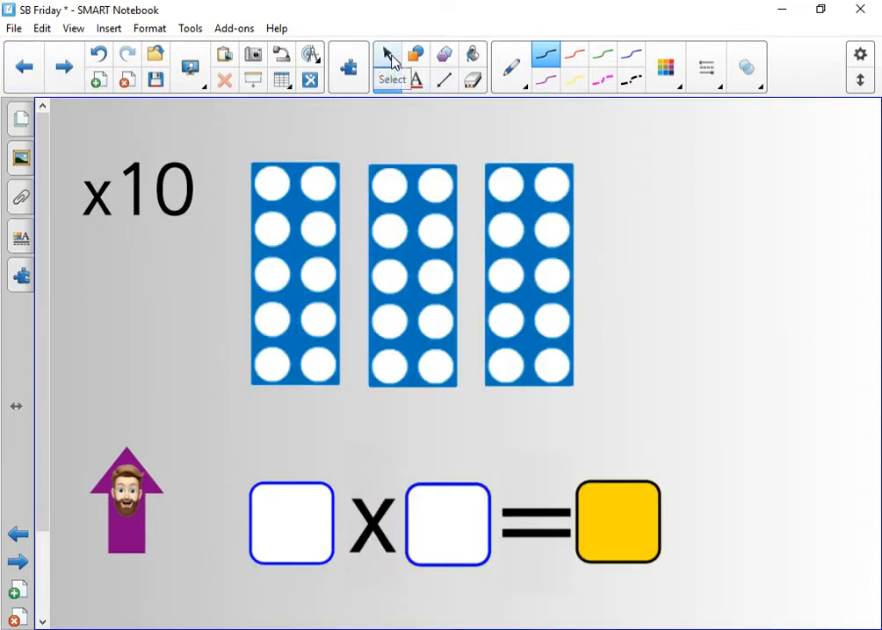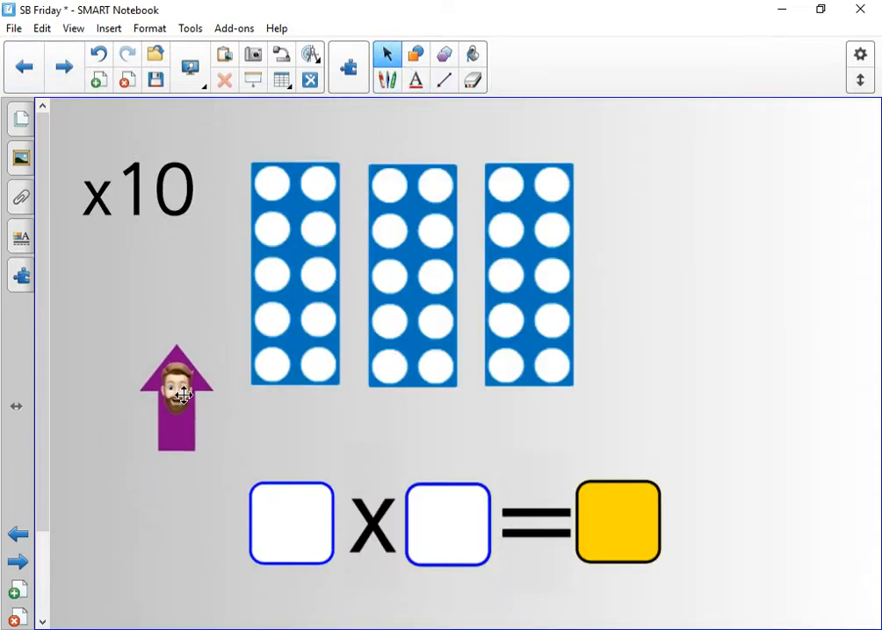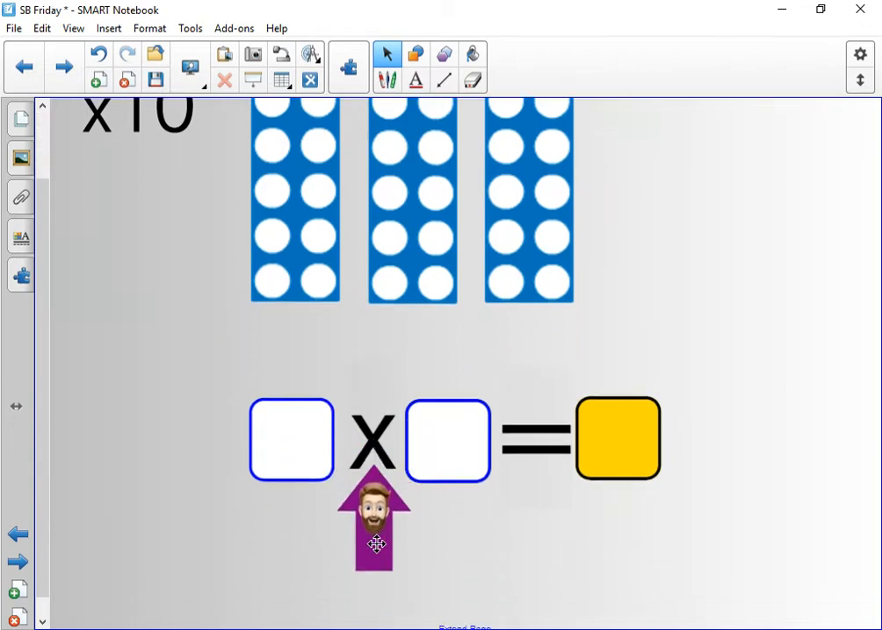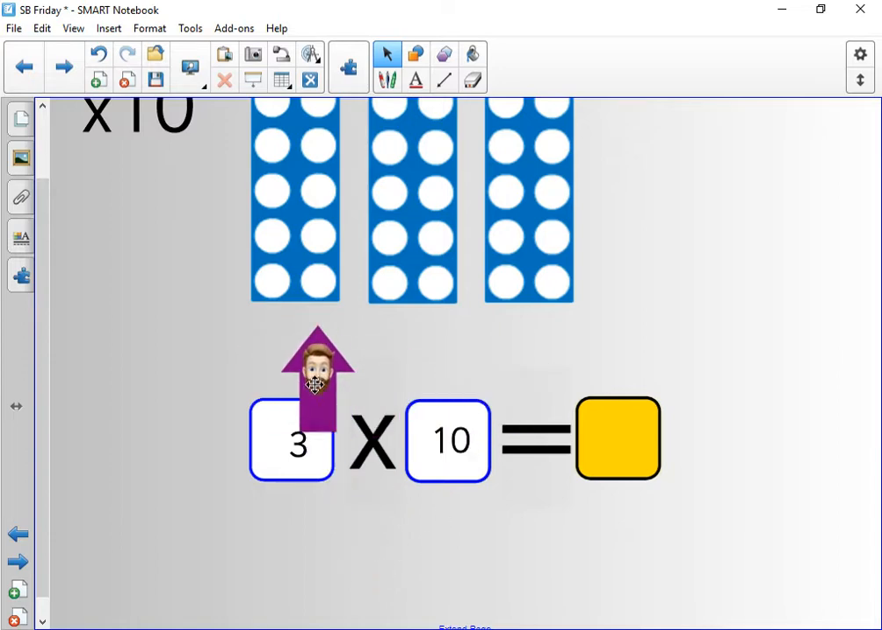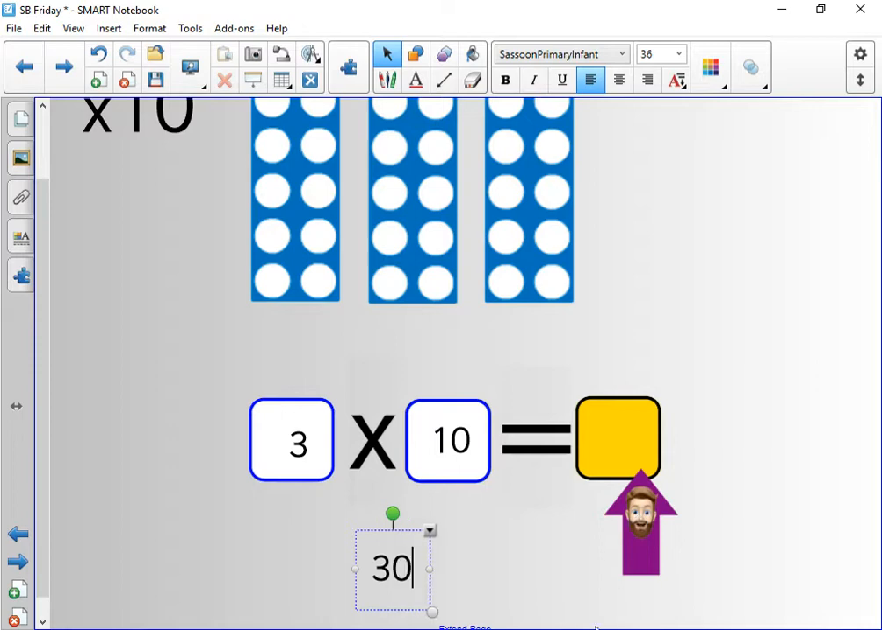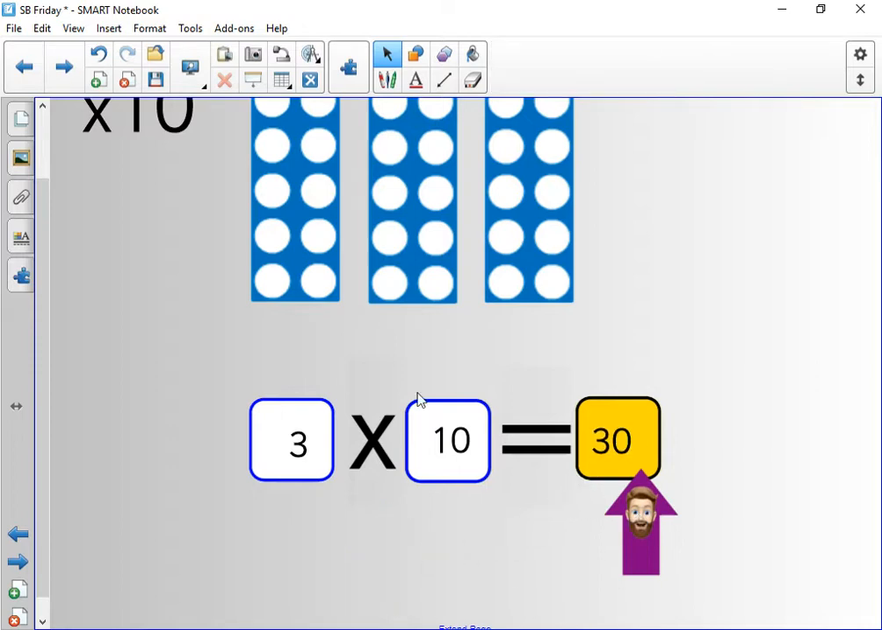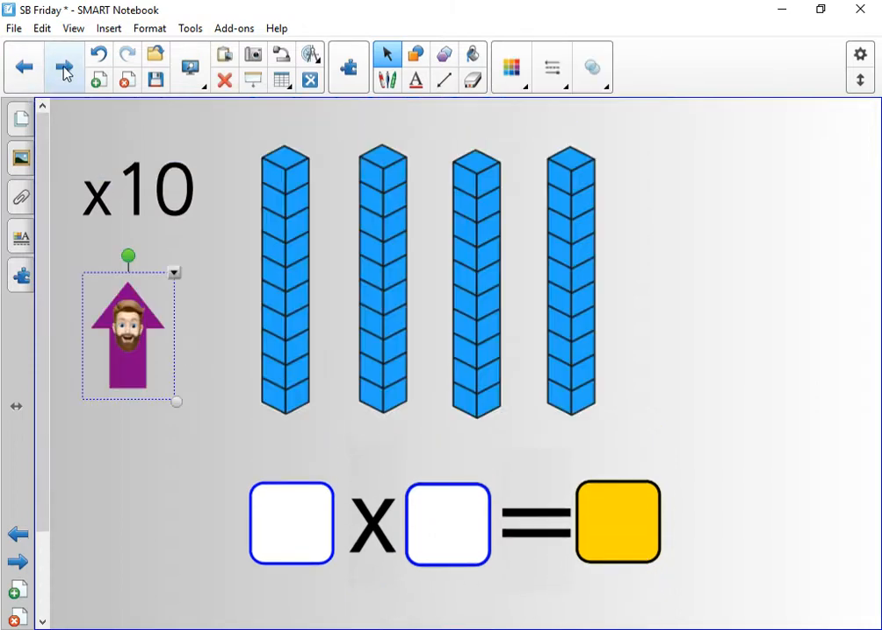Okay, let's look at some times 10 pictures. Here, the Numicon are the groups. What's the multiplication calculation for this picture? Well, I've got 3 groups with 10 in each group. How many are there altogether? 10, 20, 30. Nice and easy. 30. Well done if you got that.